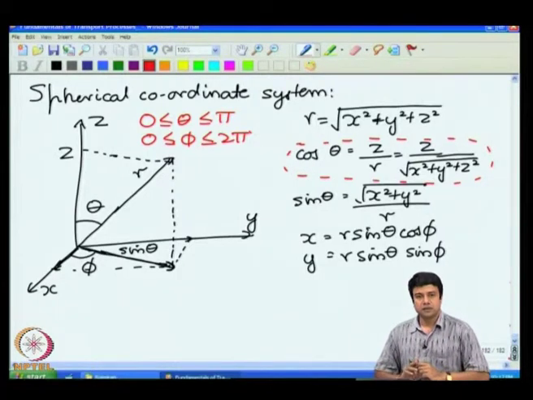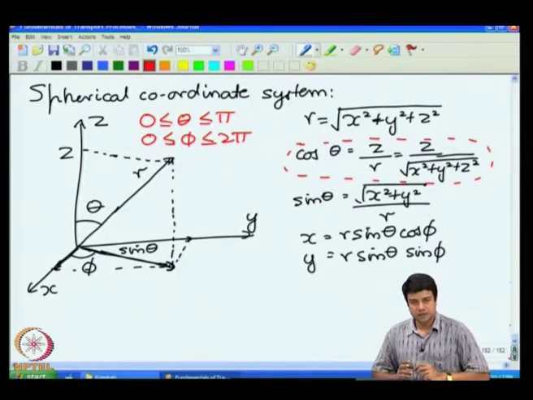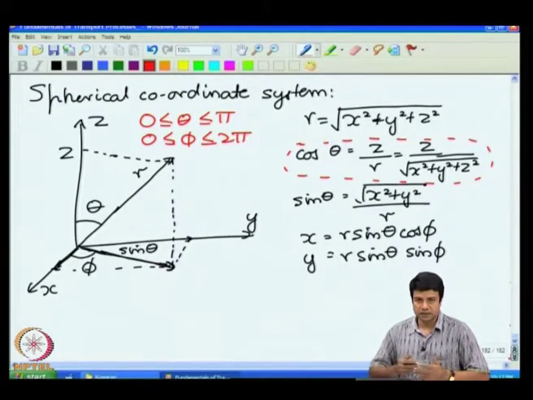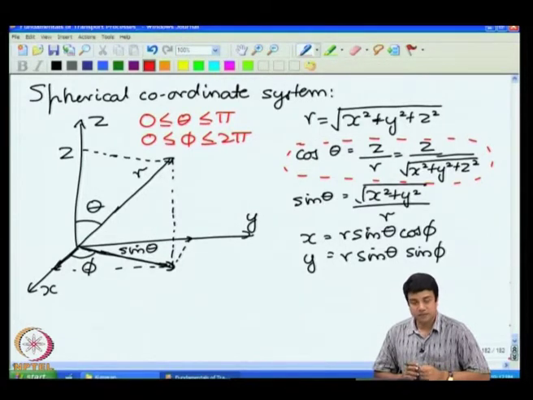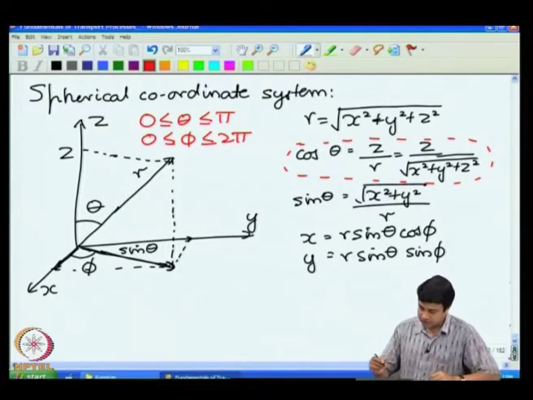So, within the spherical coordinate system, r is the distance from the center, and can go all the way from 0 at the center itself to infinity. Theta varies from 0 to pi, and phi varies from 0 to 2 pi.